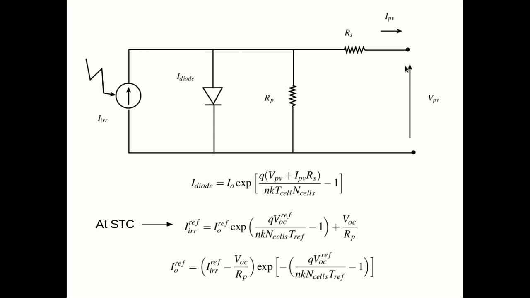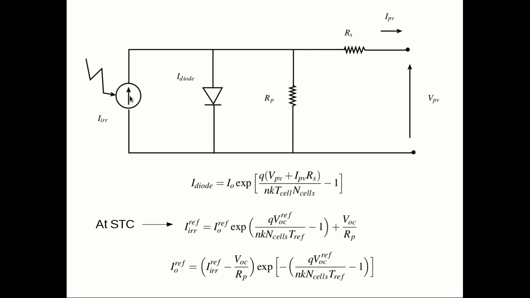At open circuit, your current is 0. I haven't specified, but IPV is 0 because there's nothing here. Voltage is equal to the open circuit voltage. Now let's say we take this at STC, because after all we are interested in the STC. That's what this constant is at. So at STC, this is the open circuit voltage provided by the manufacturer in the datasheet.